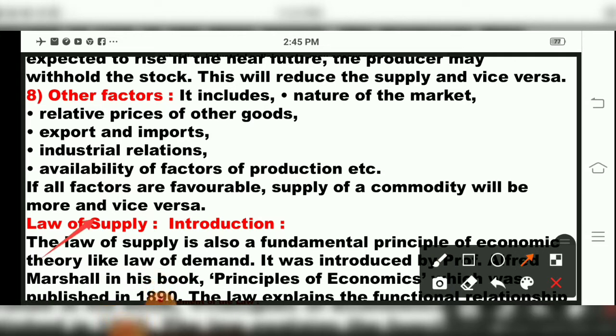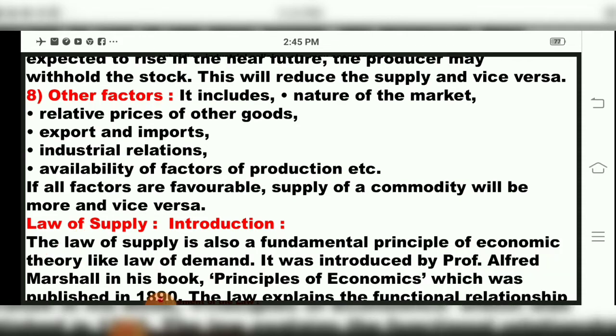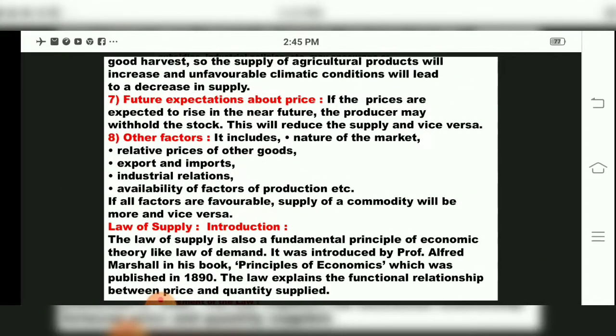So law of supply is also a fundamental principle of economic theory like law of demand. It was introduced by Professor Alfred Marshall in his book Principles of Economics, which was published in the year 1890. This law explains the functional relationship between price and quantity supplied. So what is law of supply?